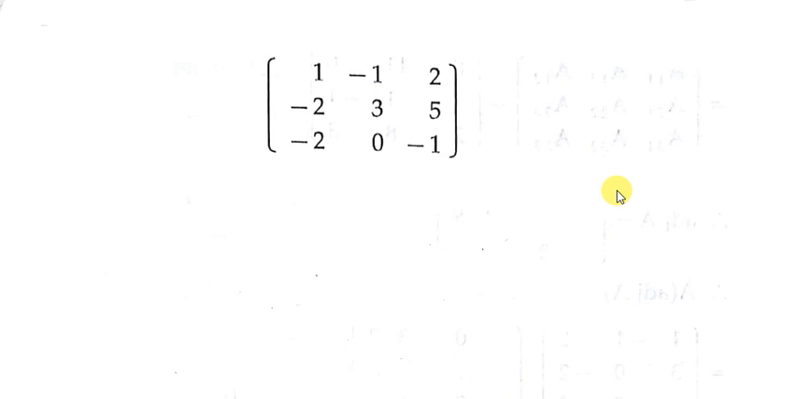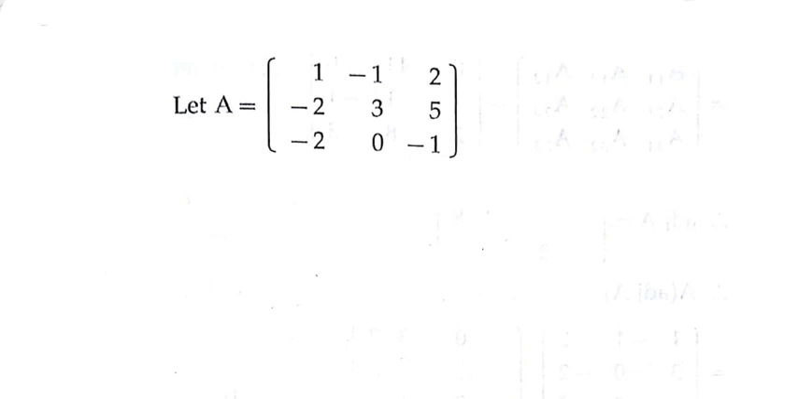The first example is, for a given matrix, we have to find minors and cofactors. The given matrix is of order 3 by 3, so there are 3 rows and 3 columns. The first row has elements 1, minus 1, 2. The second row has elements minus 2, 3, 5. The third row has elements minus 2, 0, minus 1. So let's begin step by step for finding minors and cofactors. Let's call the given matrix A.